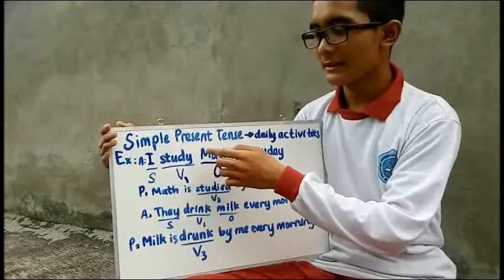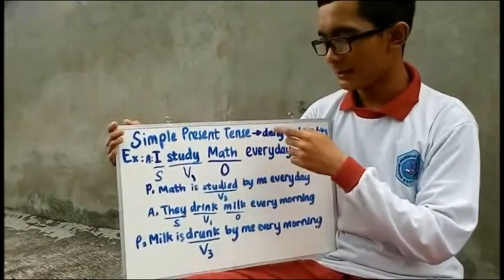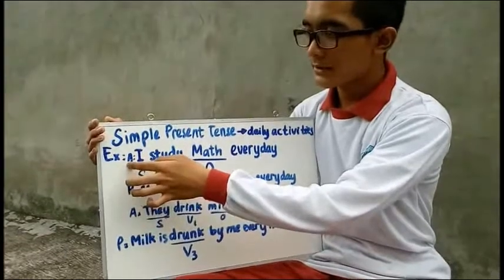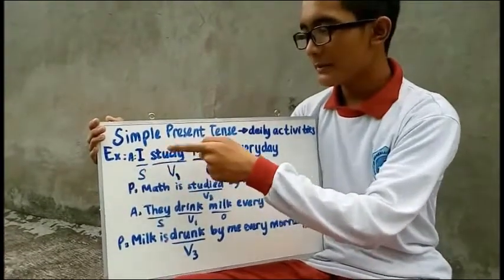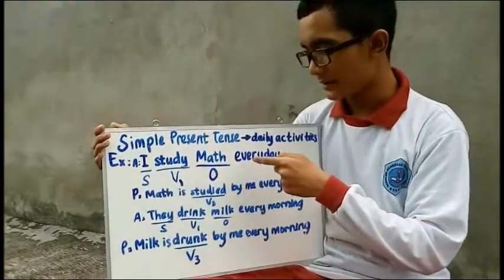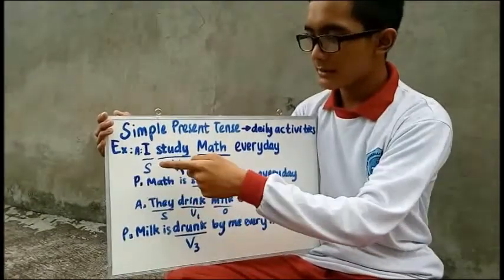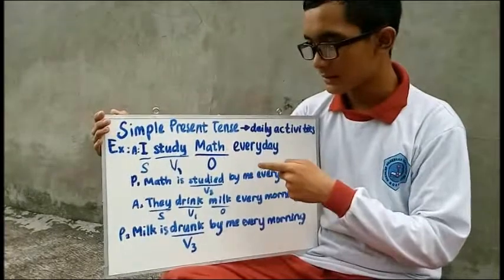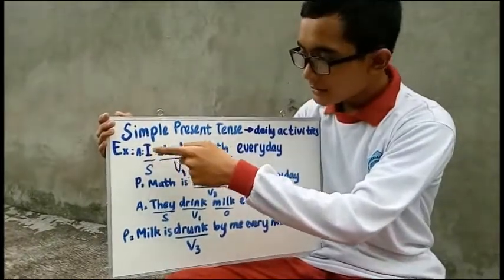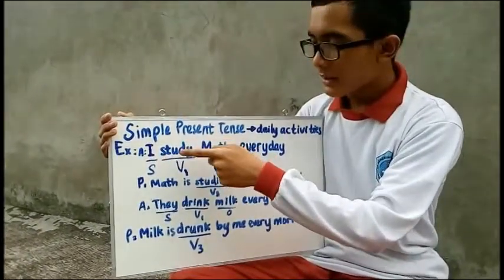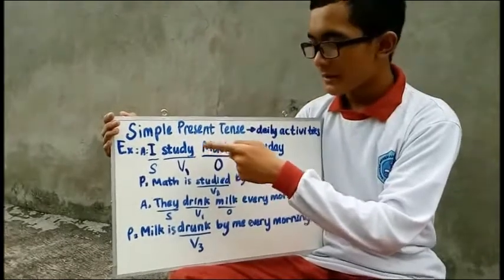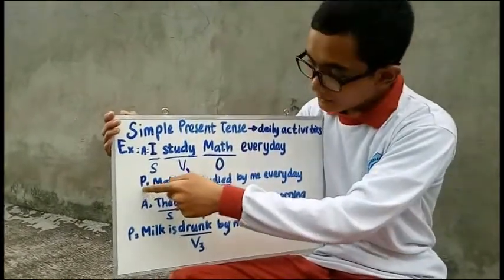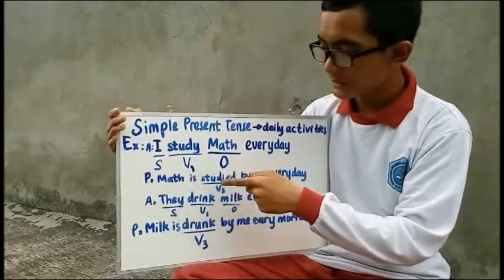Simple present tense is explaining about daily activities. The example is active: I study math every day. The passive voice is: math is studied by me every day. I is the subject, study is the verb 1, and math is the object. And for the passive, we use verb 3.